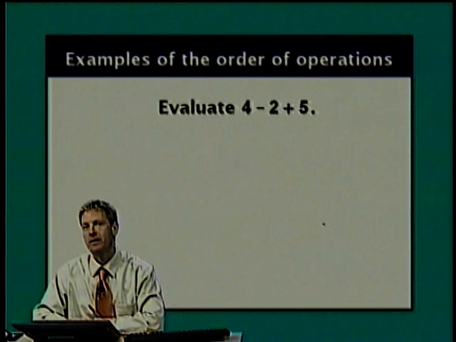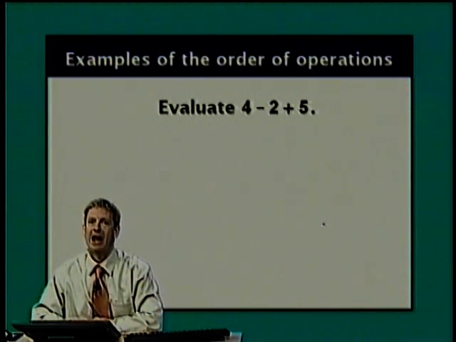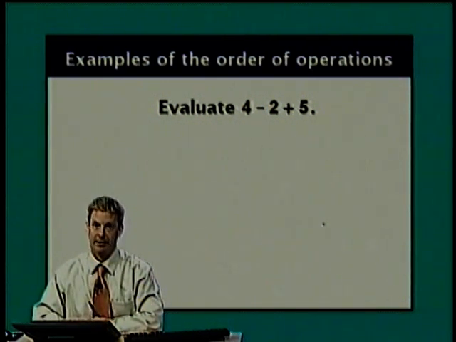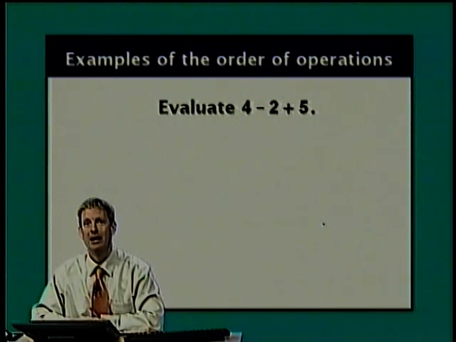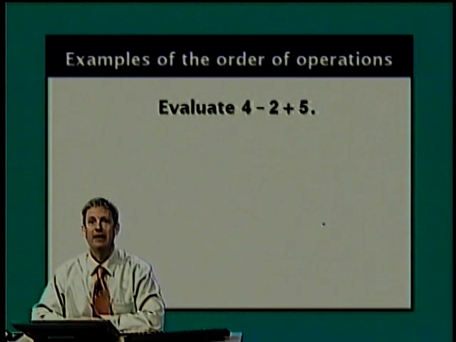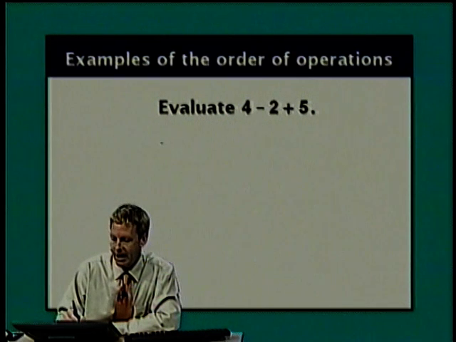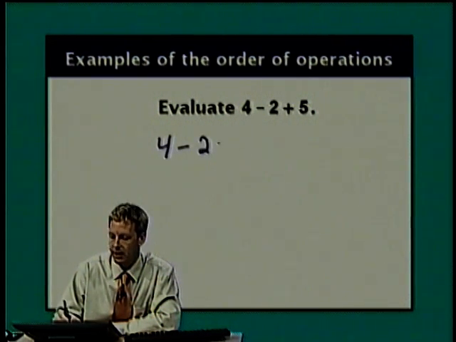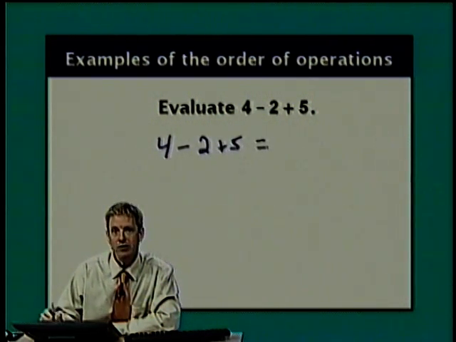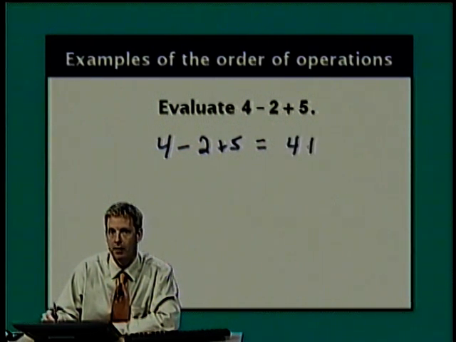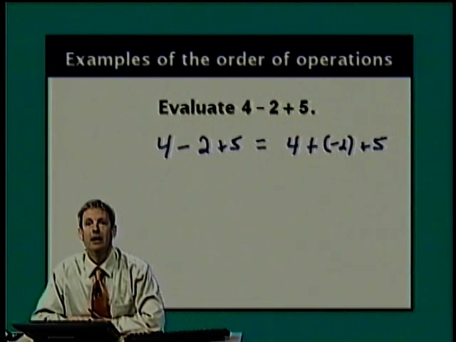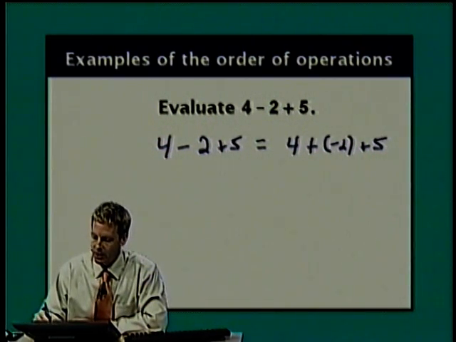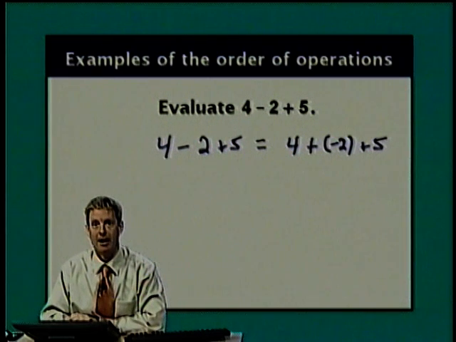Now you might wonder if there's something arbitrary about the fact that we do these operations left to right. And the answer is actually, there's nothing arbitrary about it. And the key for seeing that is that we can change the subtraction to addition. So let's take 4 minus 2 plus 5, and let's rewrite that as 4 plus negative 2 plus 5. And let's see if it makes a difference, the order in which we do the addition this time.